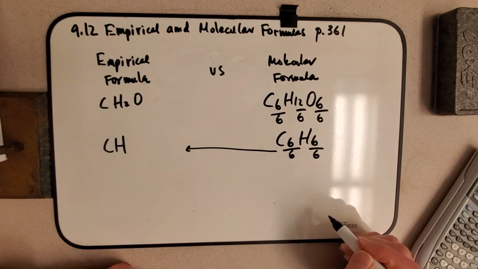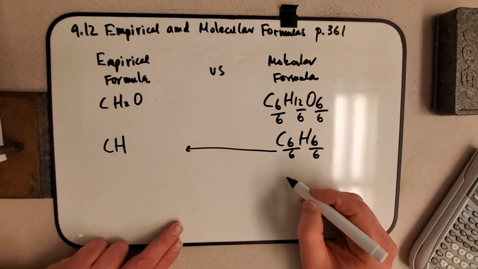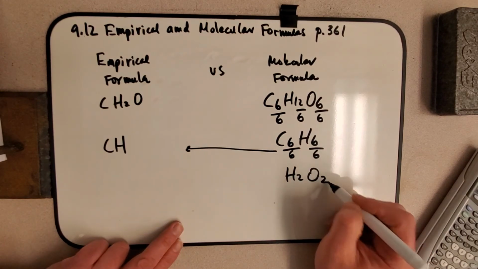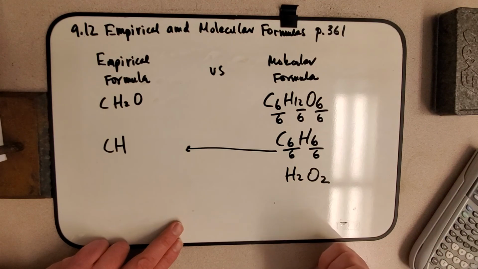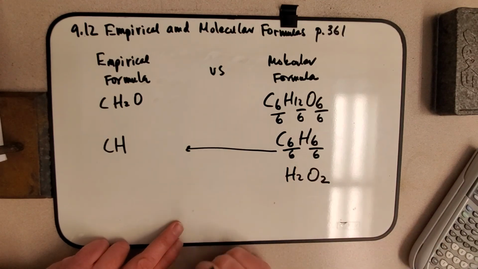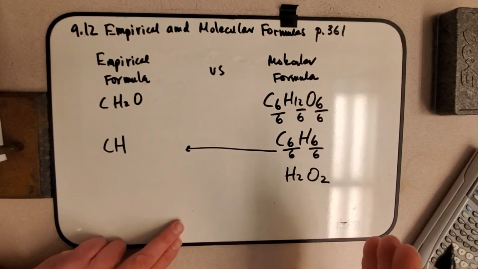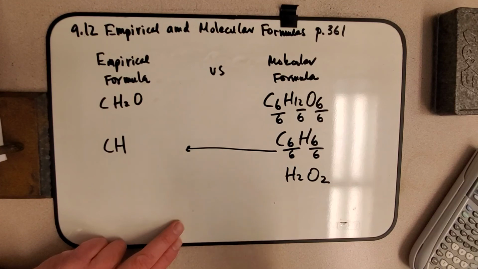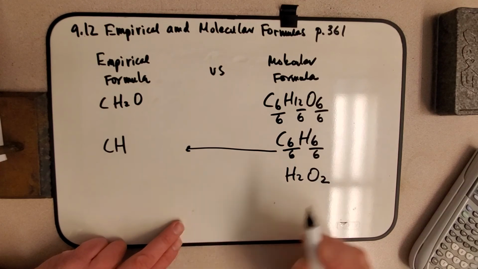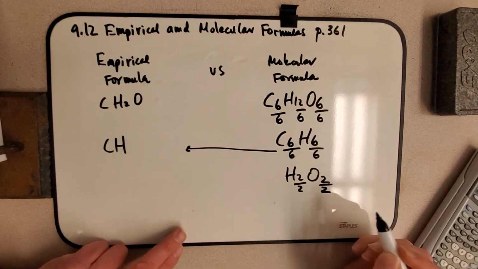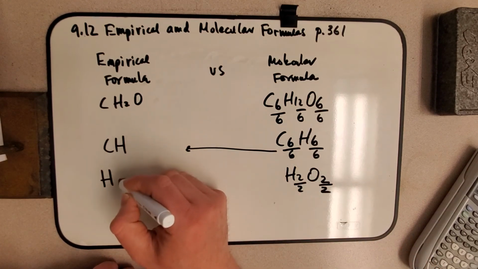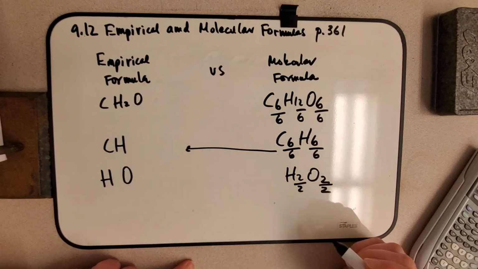Now, what's another example? Well, how about hydrogen peroxide, H2O2? Again, this is the molecular formula. It has the exact number of atoms in this particular molecule. How do we get the empirical formula now? The empirical formula has to have the smallest number of atoms of each element in a particular substance. So we'll divide by 2, and our empirical formula will be HO.